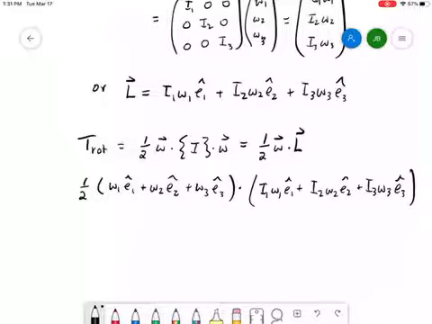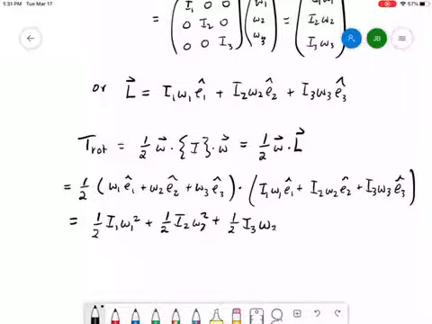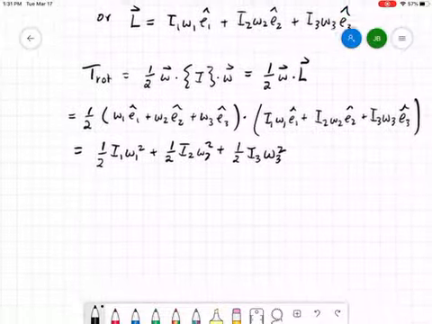Okay, and then evaluating the dot product, all of the unit vectors are perpendicular to one another, so the only terms that survive are E1 dot E1, E2 dot E2, and E3 dot E3. And so what comes out is 1/2 I1 omega 1 squared plus 1/2 I2 omega 2 squared plus 1/2 I3 omega 3 squared. And again, it's still a relatively simple expression compared to what you would get if you had off-diagonal terms.